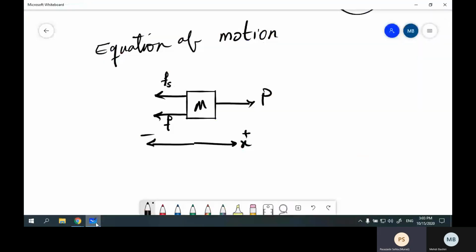So here we have three forces. One of them is P, one of them is Fs, the other one is for a damper, or Fc or Fd.